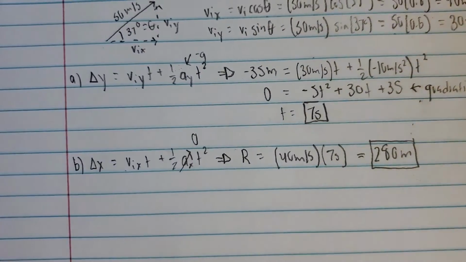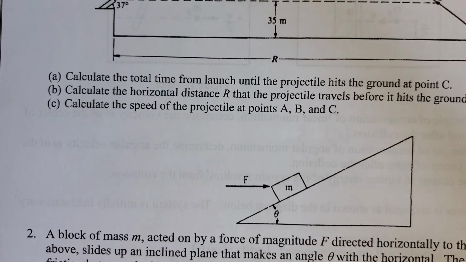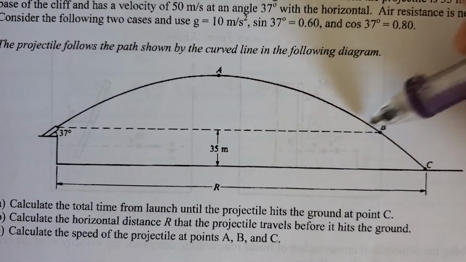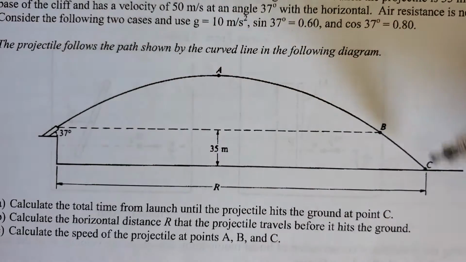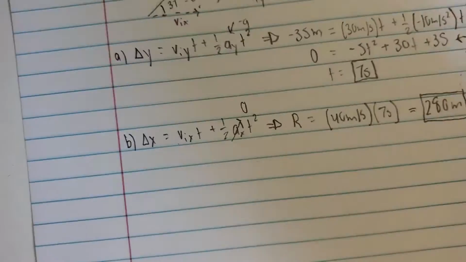Okay. Now for part C, we are told to calculate the speed of the projectile at points A, B, and C. So at the peak, at a point where the height is the same as the initial, and at the end of the flight.